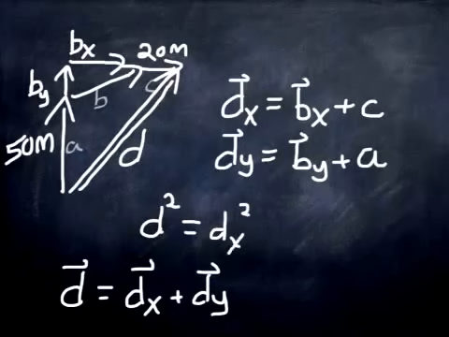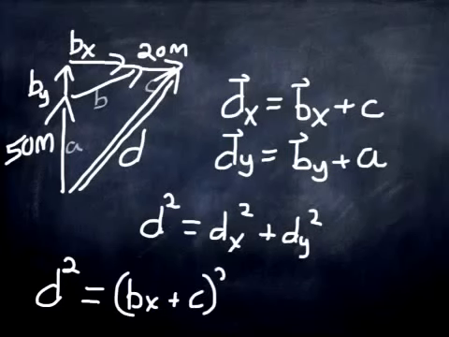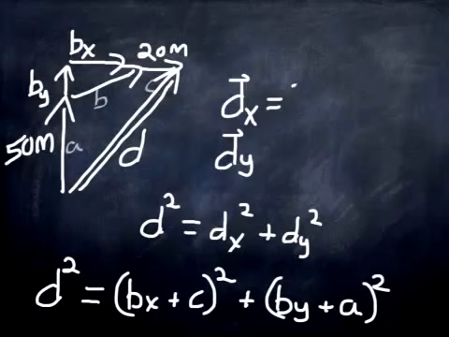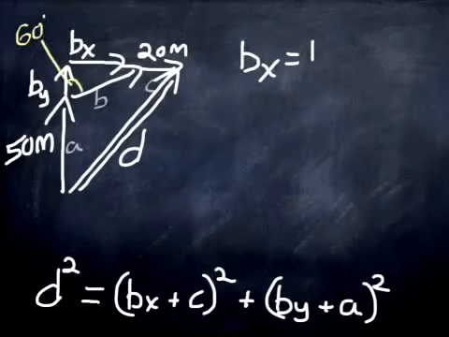Now D squared is equal to DX squared plus DY squared. So if we know the value of DX and the value of DY, then we can find the value of the overall displacement. And we know BX plus C is equal to DX, BY plus A is equal to DY. Find those components. Then we can find the value of DX and square that, find the value of DY and square that.